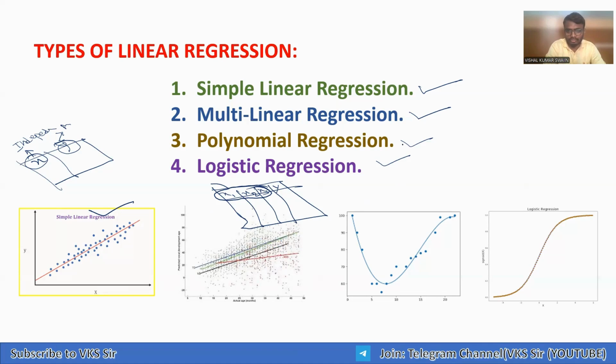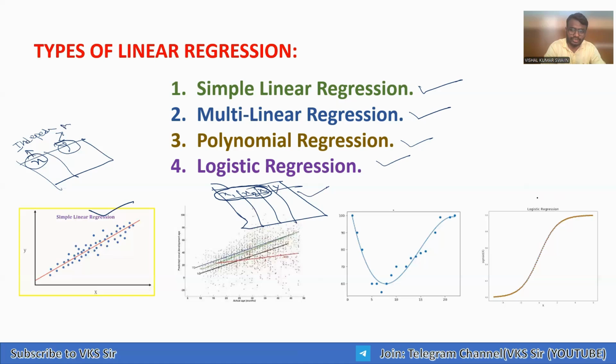Let's go for the third one, polynomial regression. It's not certain that every time the line will be a straight line. There is a chance that the data points will be spread like this, and our goal is to fit the line in the best way. For fitting the best line, we have to bend that line. That's why we move towards polynomial regression. And the last one is logistic regression.